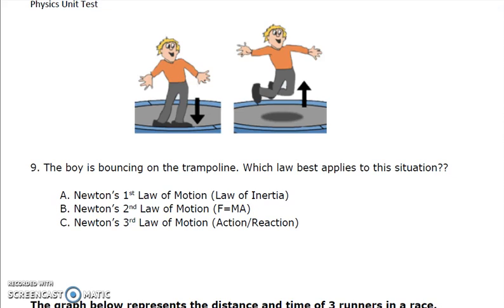Number 9. The boy is bouncing on the trampoline. Which law best applies to this situation? A. Newton's first law of motion, law of inertia. B. Newton's second law of motion, force equals mass times acceleration. Or C. Newton's third law of motion, action-reaction.